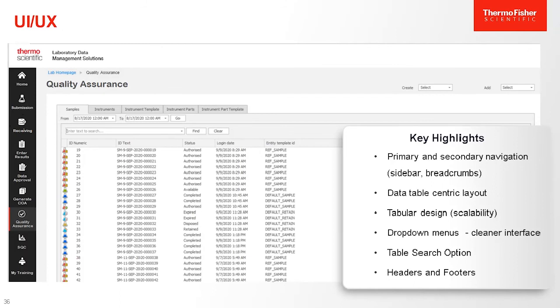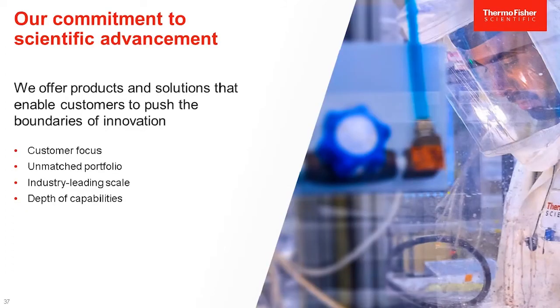You can see up top what's called breadcrumbs. You can see right now we're on the quality assurance tab, but before that there was the lab homepage. So you can use the breadcrumbs, or you can use the tabs on the left. So this is our refinery solution and SampleManager in a nutshell.